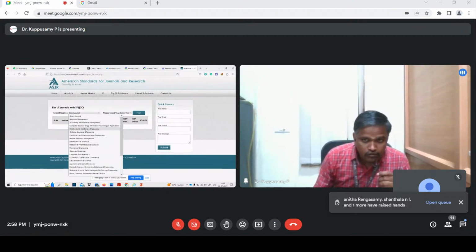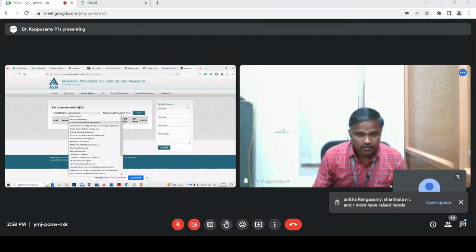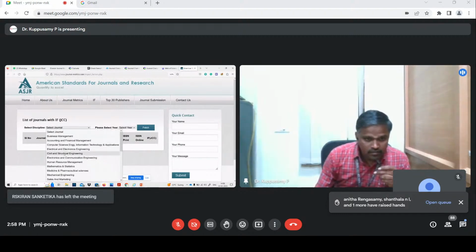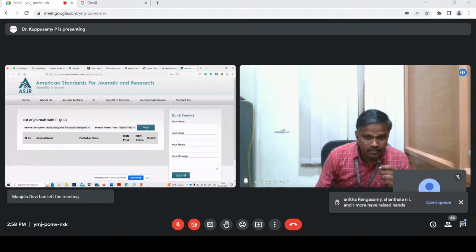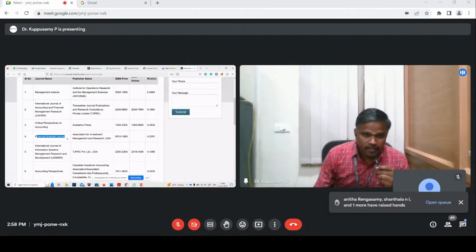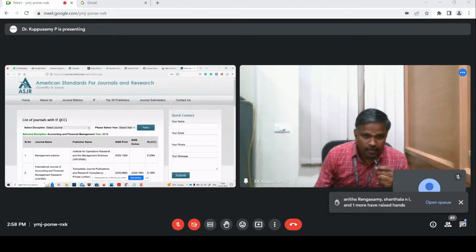Suppose you want to go for accounting and finance, and you can select the year 2018. It will give you a set of journals. You look at that: Management Science, International Journal of Accounting and Financial Management Research, Critical Perspectives on Accounting, Financial Analysts. Like that, you can select the domain.